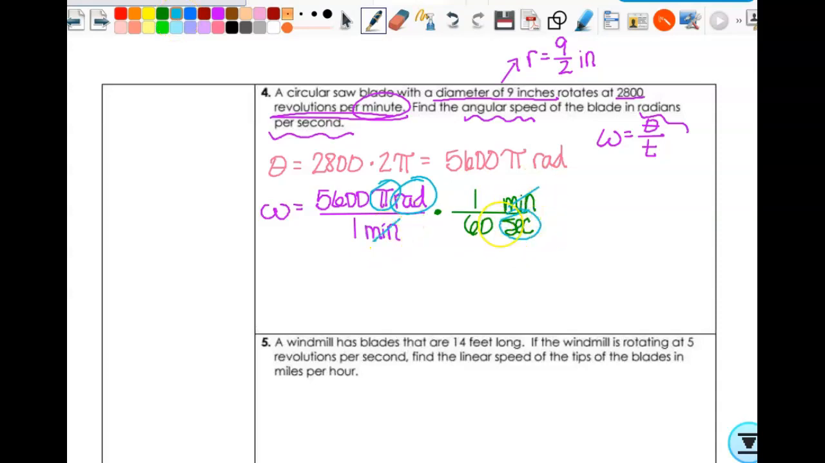I'm left with seconds. And so all I really have to do in my calculator is 5,600 divided by 60. Notice that 9 over 2 or 4.5, that's not even relevant when you're doing angular speed. You don't even care what it is. So we should get 280 pi over 3, and then that is radians per second.